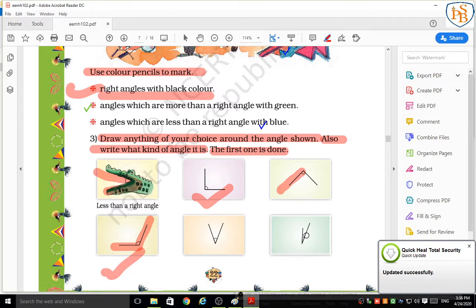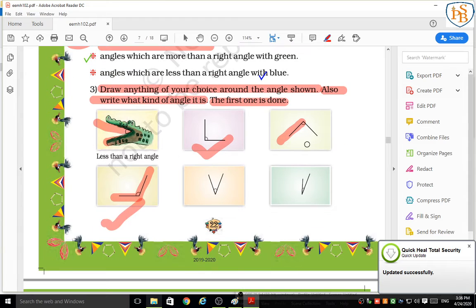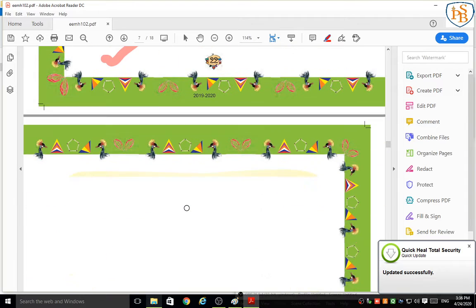Here this angle shows, you can draw here one scissor, correct? Here is one circle, you can draw better than me. So you just draw, like your choice, around the angles draw one picture, and below that write down the name of the angle. Clear? So come to the next point.